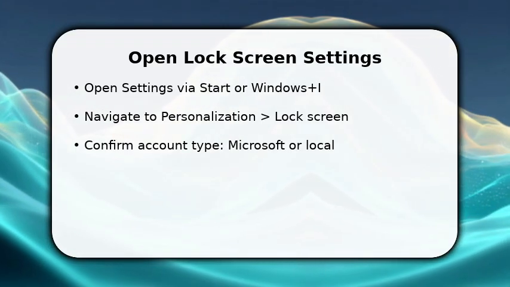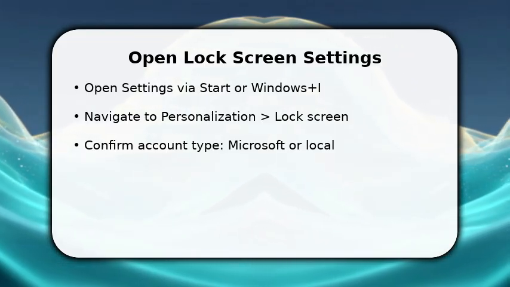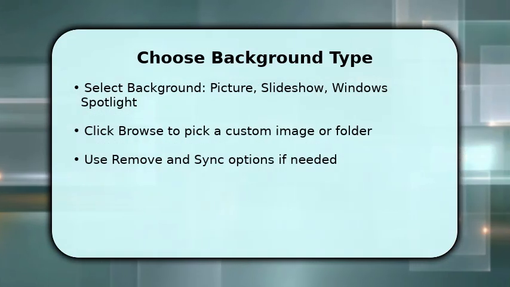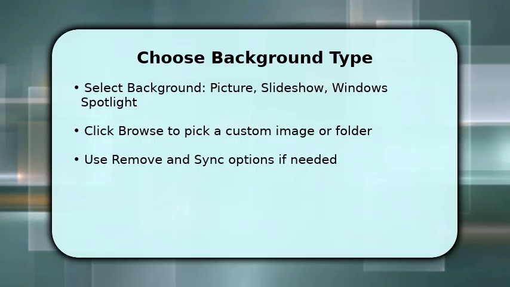Now that you're on the lock screen page, you'll see background and related settings ready for the next steps. Now choose the background type: picture, slideshow, or Windows Spotlight. Each behaves differently and suits different needs.